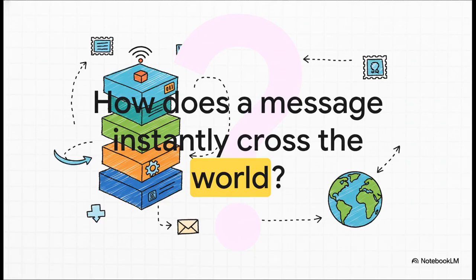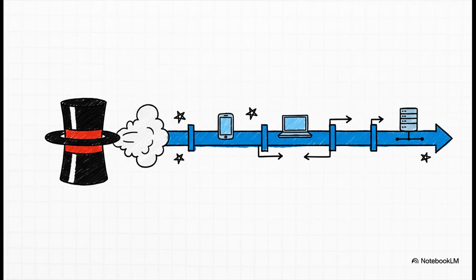You hit send on a message and poof. In what feels like a blink of an eye, it shows up on a screen thousands of miles away. How on earth does that happen? It seriously feels like magic, right? Well, you guessed it, it's not magic.